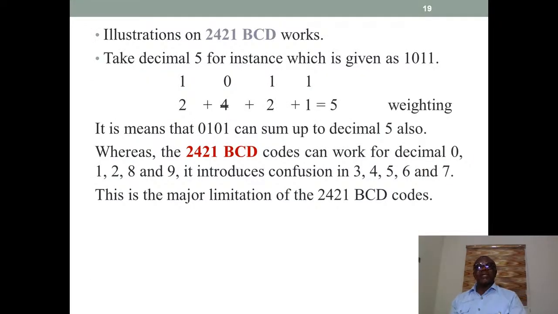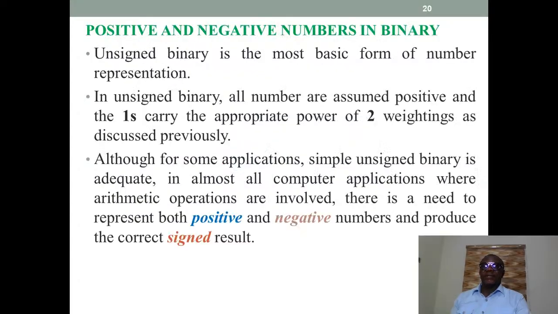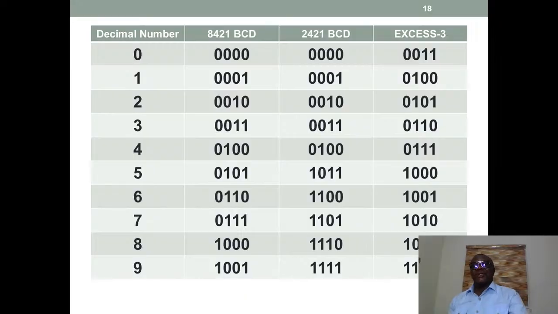But mostly, the other two are not being used because of some difficulties and ambiguities. So let's see a quick illustration on the 2421 BCD code. If we take decimal 5, for instance, it is given as 1011 in the 2421 BCD code.